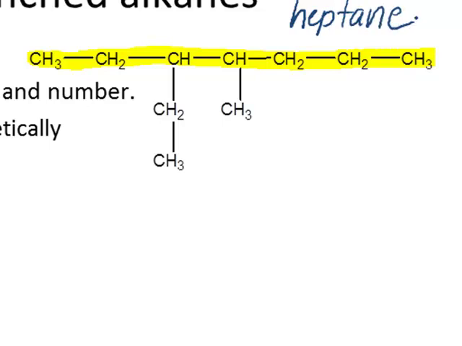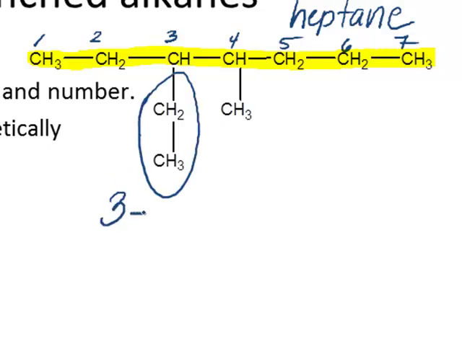Now I need to decide where the branches are and what to name them. I always want a number so the branches have the lowest possible number. If I go from the right side, I would have 1, 2, 3, and I would have to start numbering at 4. But if I go from the left side, 1, 2, 3, my branches will start at the number 3. So for that reason, I'm going to number from the left side, and once I've picked that manner of numbering, it's got to stay that way. I can't change it for a different branch. That means that this branch occurs at the 3rd carbon, and this branch occurs at the 4th carbon.